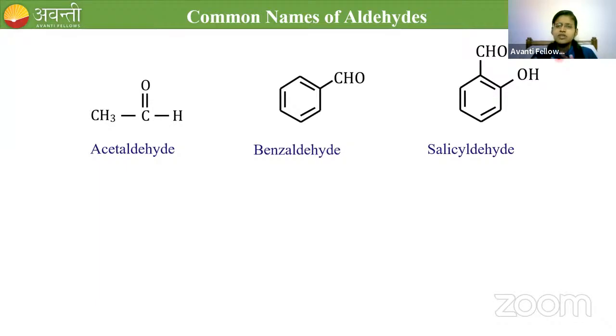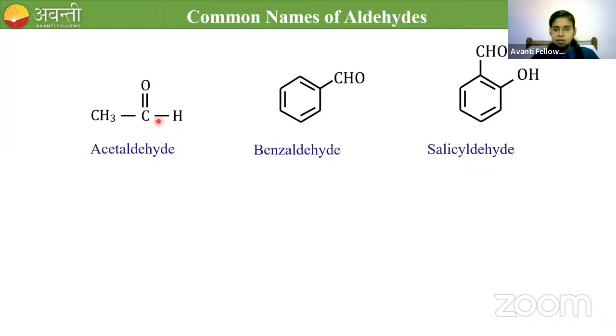So these are some of the very few examples I have taken for the aldehydes. Okay, if only one carbon is present and the formula is HCHO, then it is called formaldehyde. If two carbons are present like this, then it is called acetaldehyde. If three carbons are there, it is called propionaldehyde. If four carbons are there, it is called butyraldehyde. So like that it goes on.